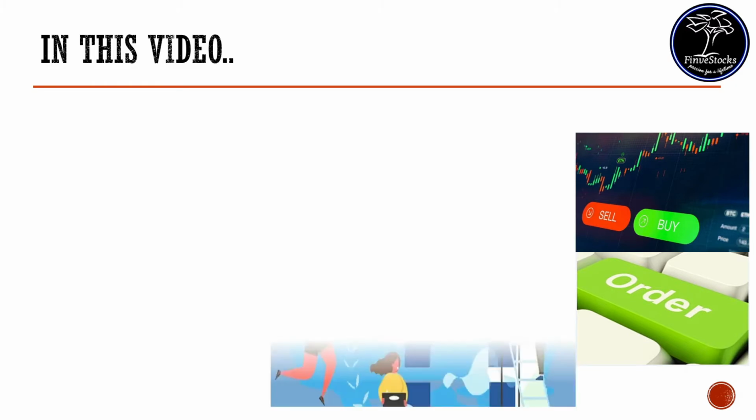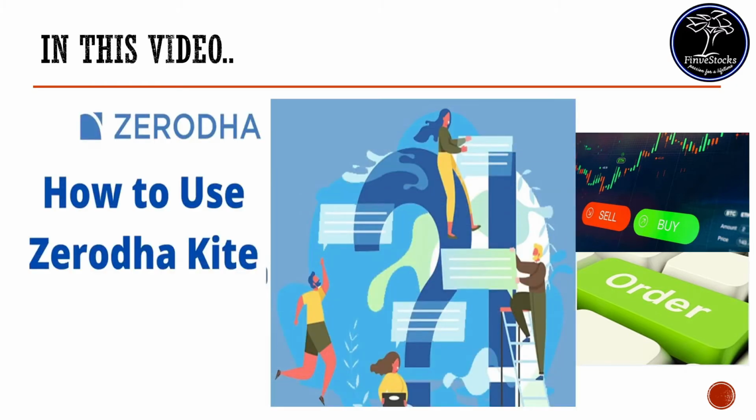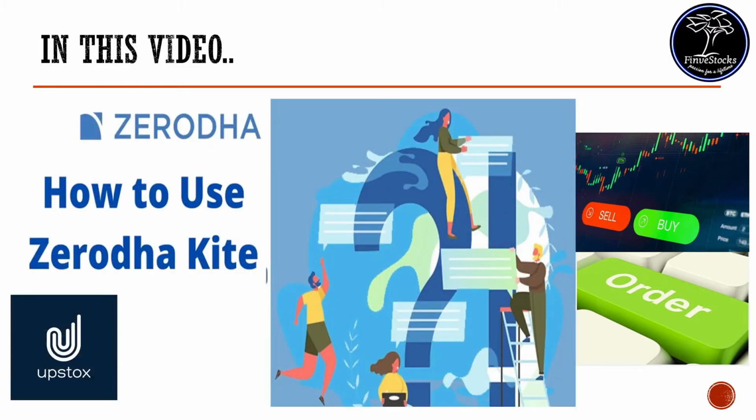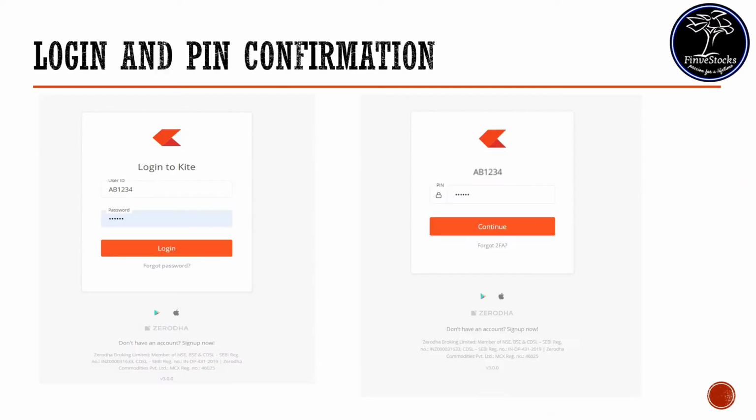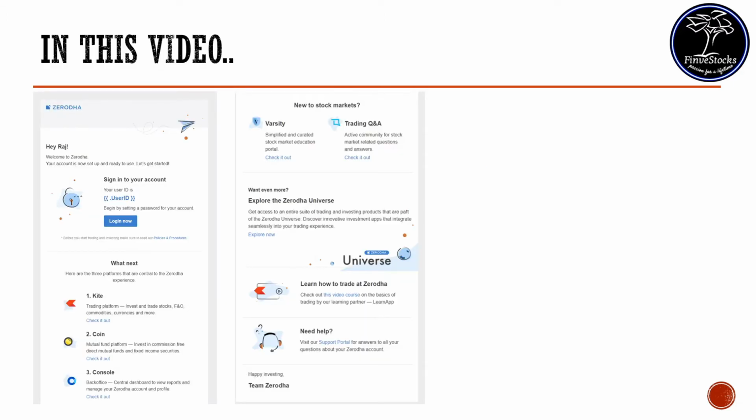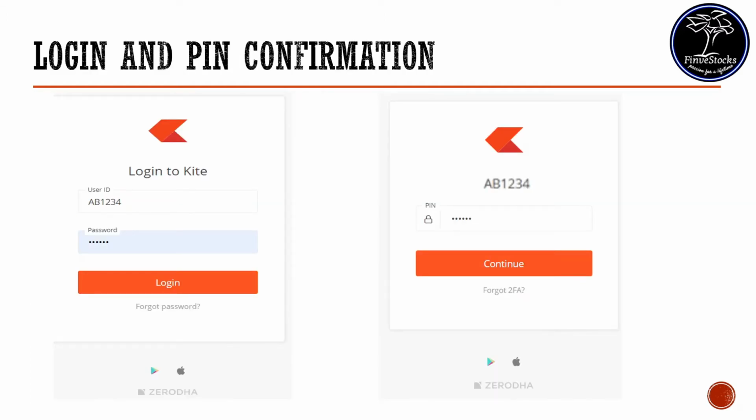Here we are using Zerodha's Kite platform to explain, but the concept remains the same across different platforms like Upstox, Alice Blue, etc. Let's begin. We will start with Zerodha's web platform to log in. For that, you need to go to kite.zerodha.com, which will lead you to the login page. There you need to log in using the credentials you received through email, which you may receive within 1 week of your application. Once you enter your user ID and password, it will ask for PIN confirmation. Give the PIN and continue to log into the Kite platform.